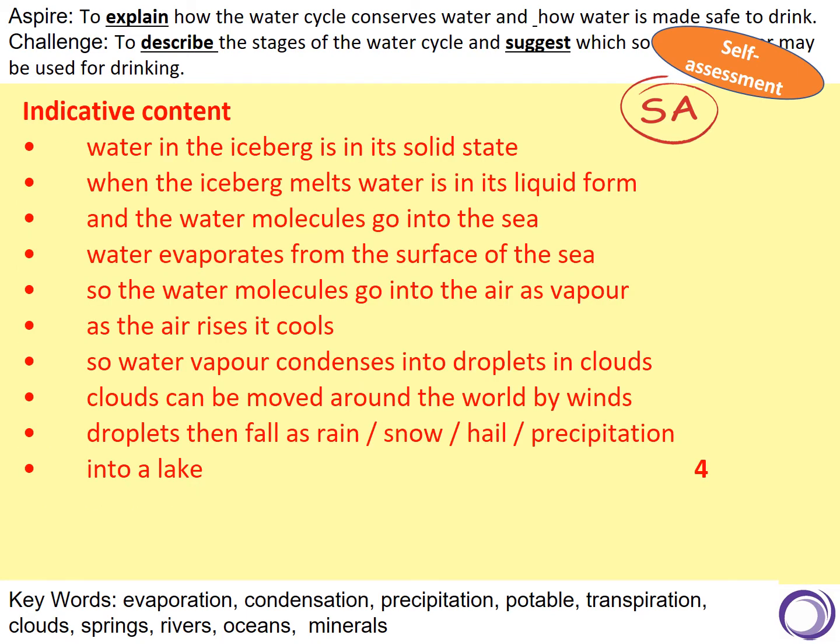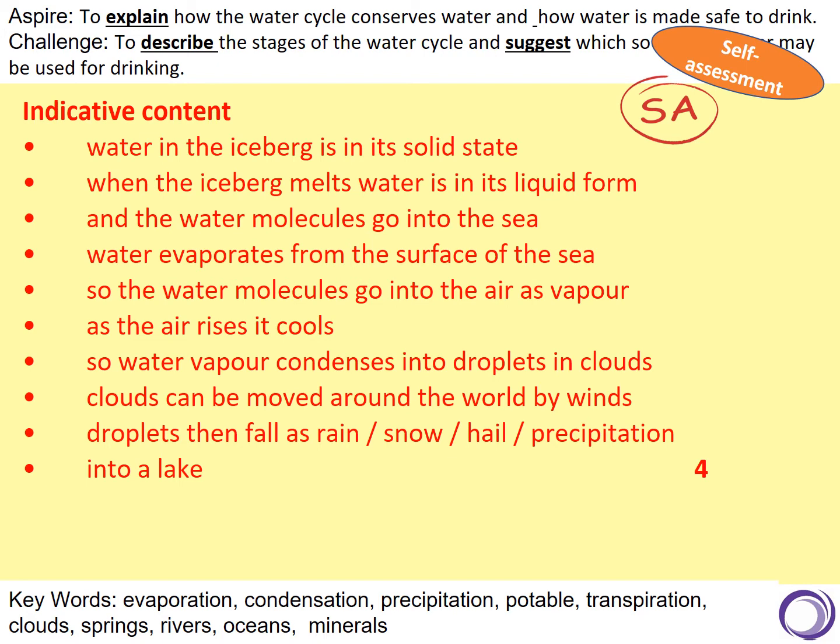Now, we call this indicative content. We wouldn't expect you to get absolutely every bit of this into your answer, but you should have included something about the water in the iceberg being a solid and it melting to form a liquid that forms the sea. You may have talked about the water evaporating from the surface of the sea and going up into the air. You should have talked about it cooling to form clouds at that particular point. And then those clouds, you might have talked about them being moved by the winds and then it falling as rain into a lake from which we can get our drinking water.